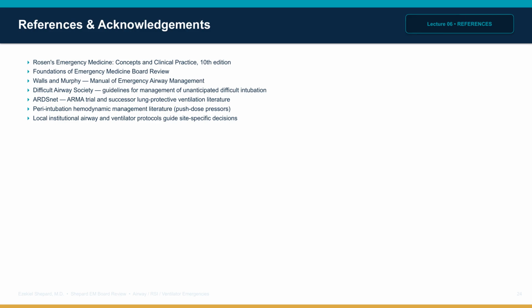References for this lecture include Rosen's Emergency Medicine, 10th edition, Foundations of Emergency Medicine Board Review, the Difficult Airway Society Guidelines, the ARDS NET Trial, and successor lung protective ventilation literature, Walls and Murphy's Manual of Emergency Airway Management for procedural detail, the Sepsis PAM, and other peri-intubation hemodynamic trials, and local institutional airway protocols. Cricothyrotomy techniques are based on scalpel finger bougie and bougie-assisted approaches as currently taught.